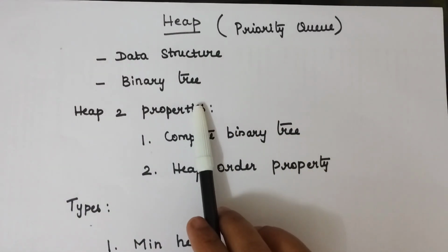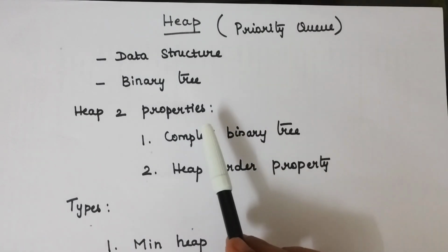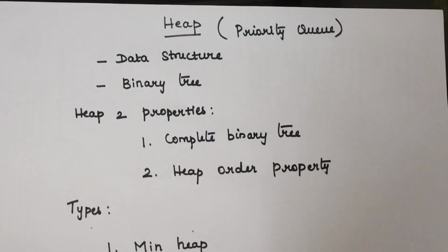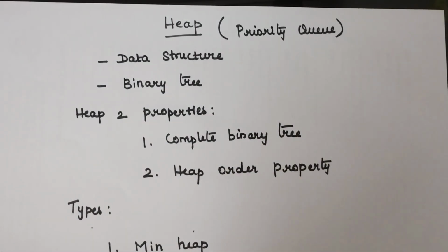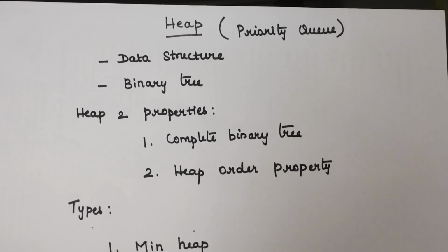It follows the properties of binary tree. So what is the property of binary tree? Binary tree property is each and every node in a binary tree should possess at least zero child node and at most two children nodes. So that is the property. Each and every node should have maximum two children, not more than two children, and minimum can be zero child. That is the property.